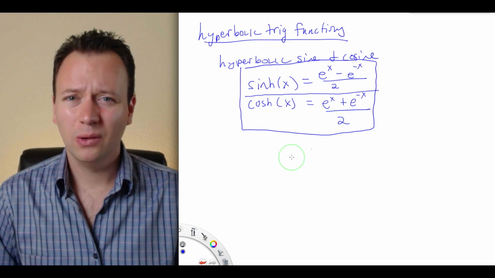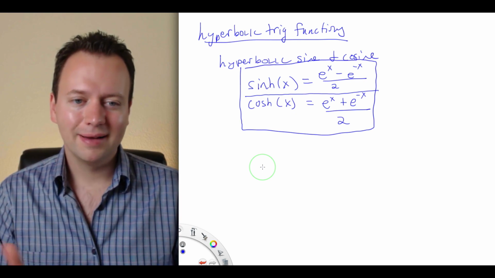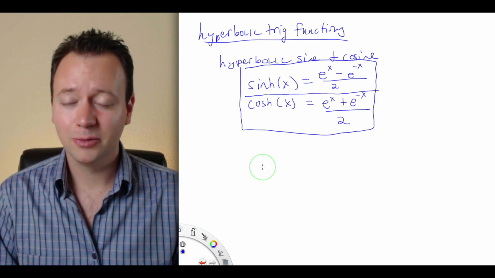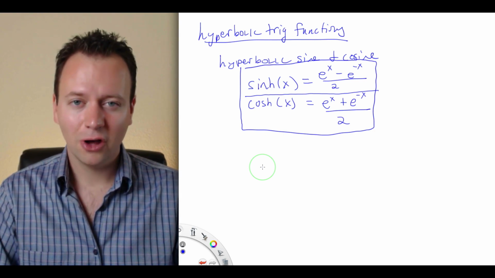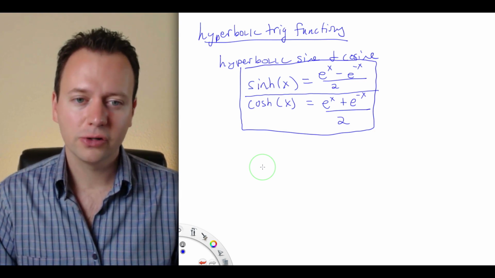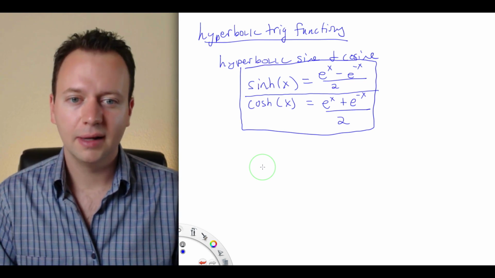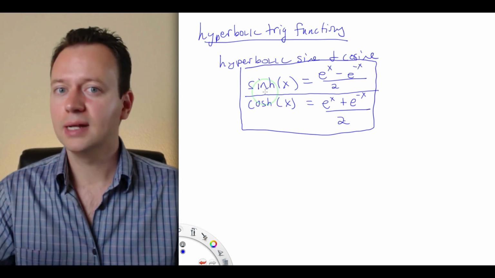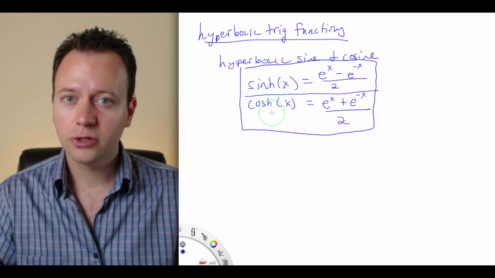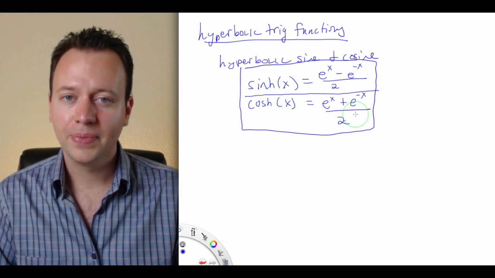Now at first you might say, what on earth does this have to do with sine and cosine? Well, there are a lot of similarities between the sinh and cosh functions and the sine and cosine functions. Hopefully we'll be able to explore some of those similarities today. But for now, just treat this as a definition. Sinh is just the name of a function, cosh is just the name of a function, and these are specific functions defined in this way.